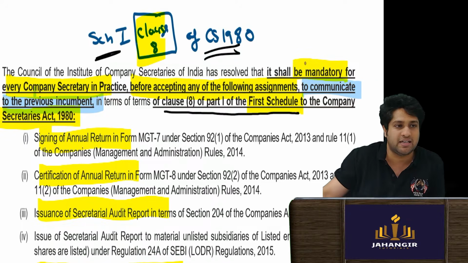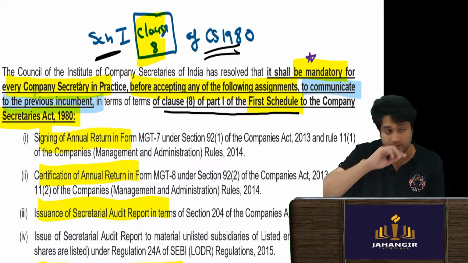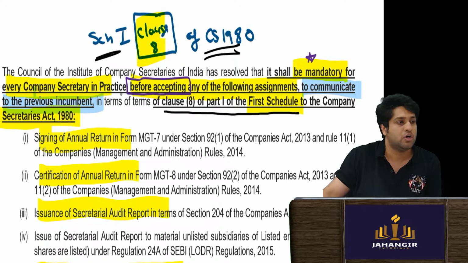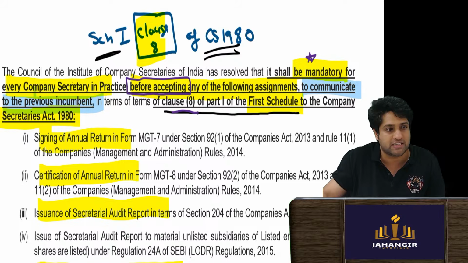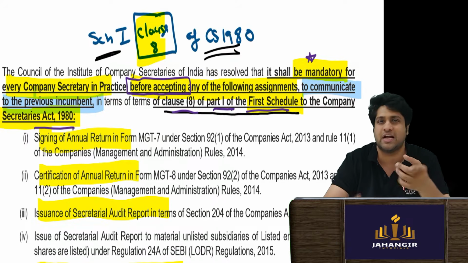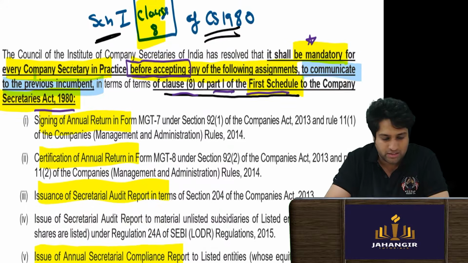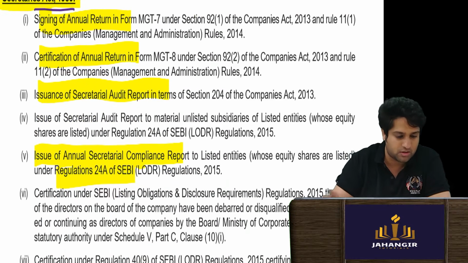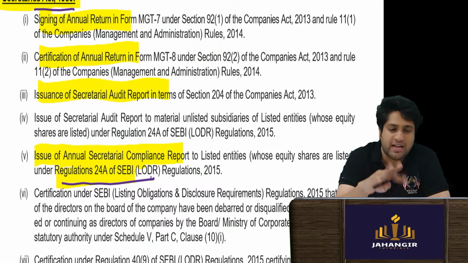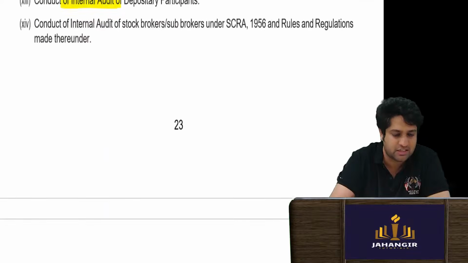So this is mandatory for every company secretary before accepting. Now see, understand also, before accepting any assignment, to communicate to the previous incumbent, to the previous guy, in terms of clause 8, part 1, schedule 1 of CS Act. Whenever you're doing an annual return, all this annual return under section 92 we sign. Okay, secretarial audit report is to be done. As I told you, regulation 24A of SEBI LODR. So any of these things that we are doing, certification, internal audit.